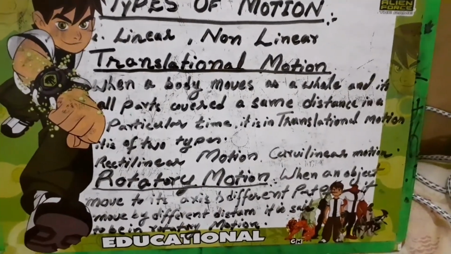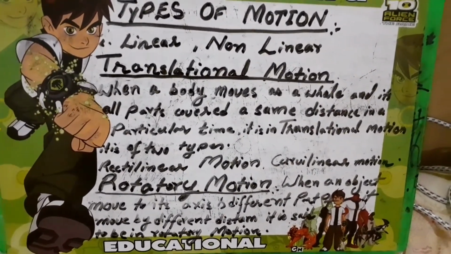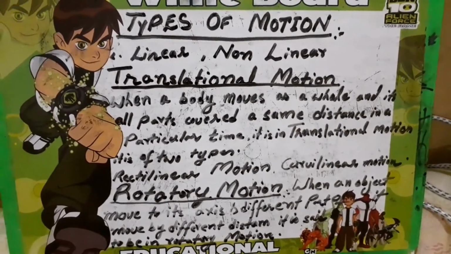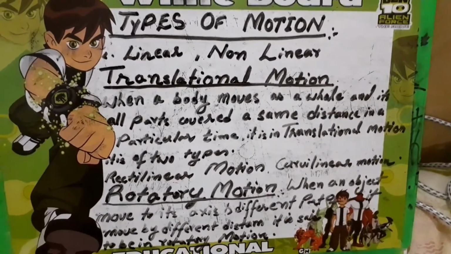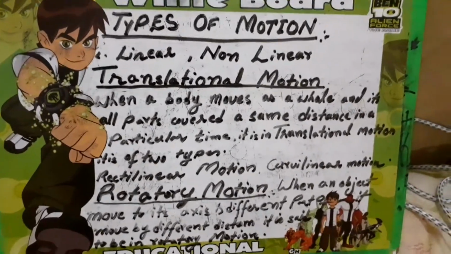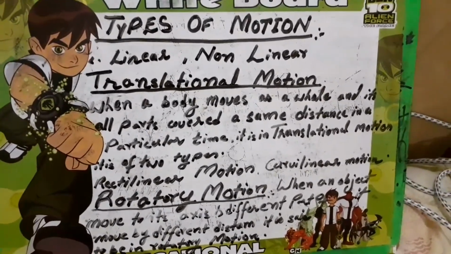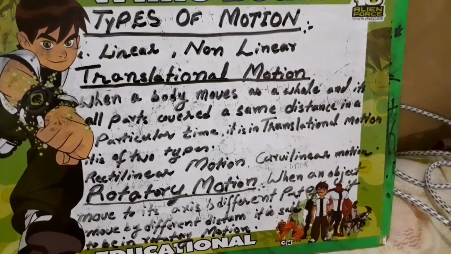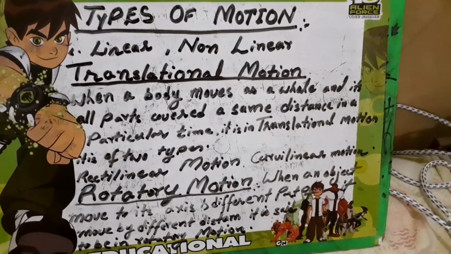Here is another type of motion, which is rotatory motion. And in rotatory motion, what happens? It is a rotation of an object. But what is rotatory motion in itself? Rotatory motion in itself is when a body or an object moves about its axis.